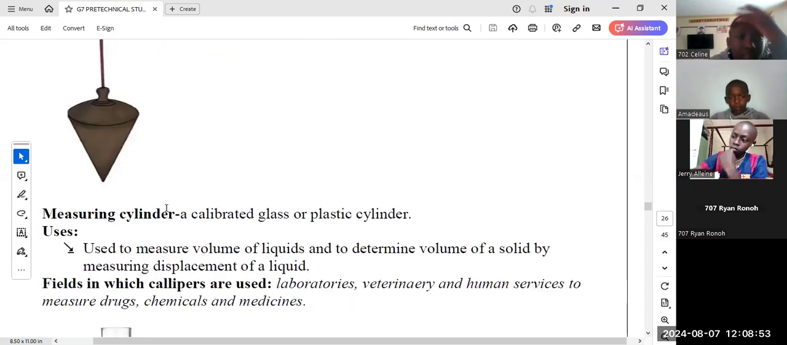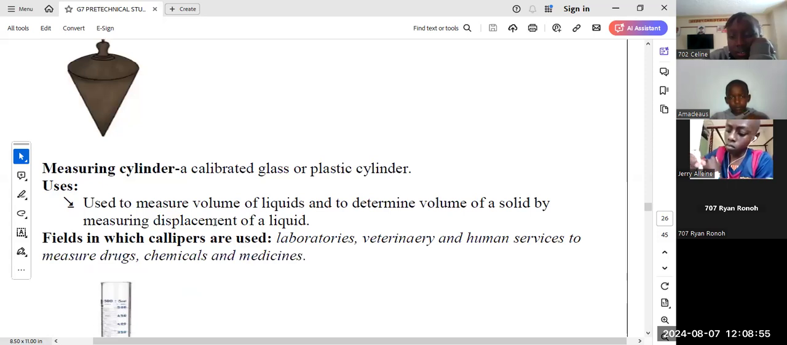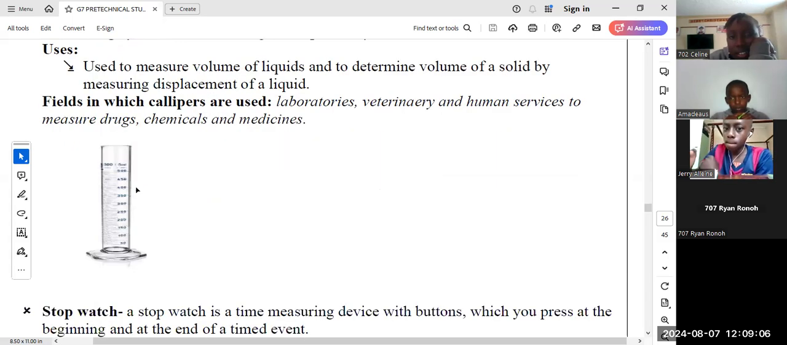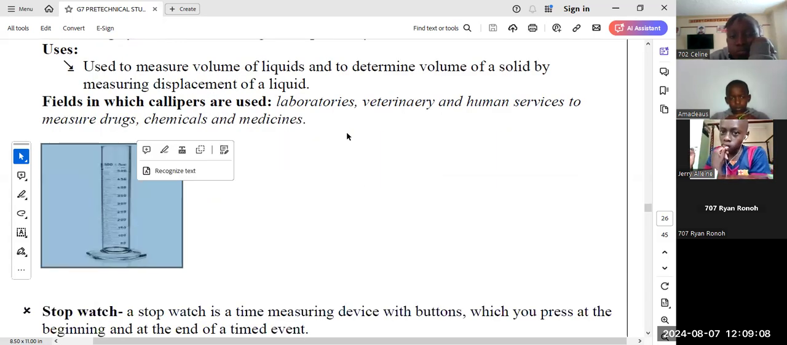Then we have the measuring cylinder. This one, you know it. You have interacted with it in the science lab. It is a calibrated glass or plastic cylinder used for measuring the volume of liquids. This one is the measuring cylinder. It is used in laboratories, veterinary and human services, measuring drugs, chemicals, and medicines.